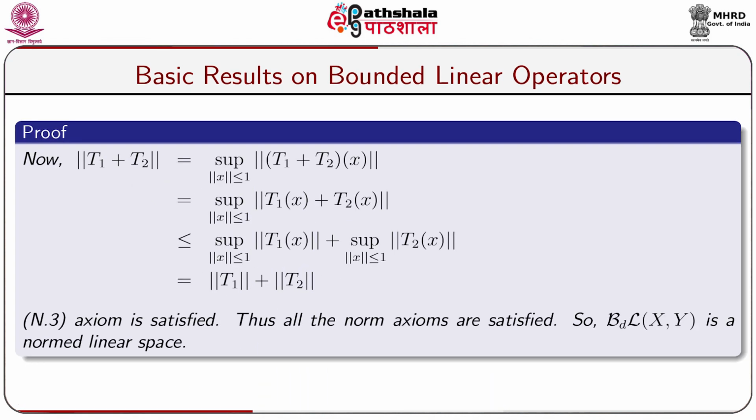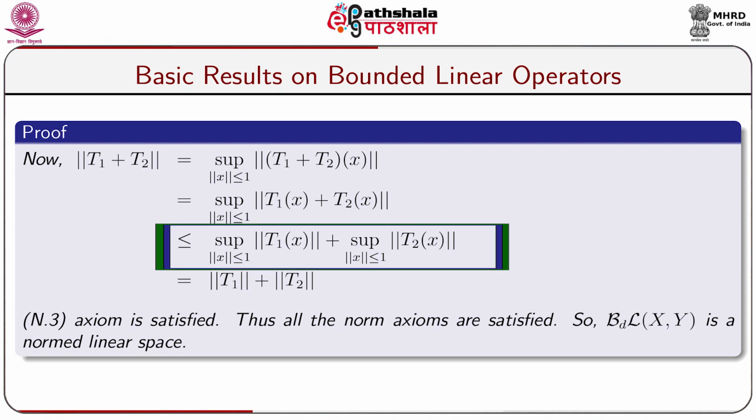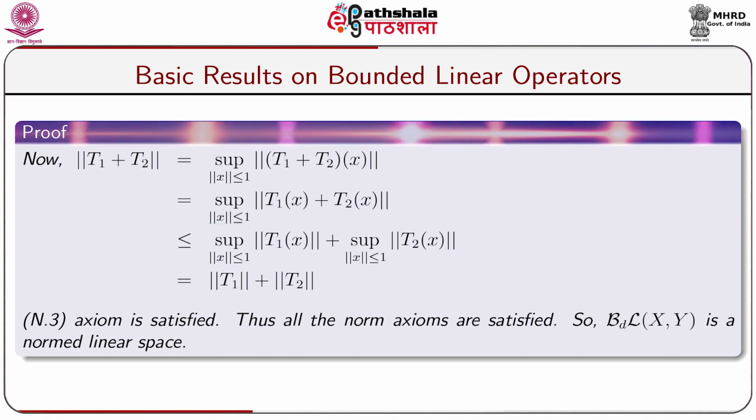Now, norm of T1 plus T2 is equal to supremum of norm of T1 plus T2 of x, where supremum is taken over norm of x less or equals to 1, which is equal to supremum of norm of T1x plus T2x, which is again less or equals to supremum of norm of T1x, where supremum is taken over norm of x less or equals to 1, plus supremum of norm of T2x, where supremum is taken over norm of x less or equals to 1, which is again equal to norm of T1 plus norm of T2. So, third norm axiom, that is N3 axiom, is satisfied. Thus, all the norm axioms are satisfied, and hence BDLXY is a normed linear space.